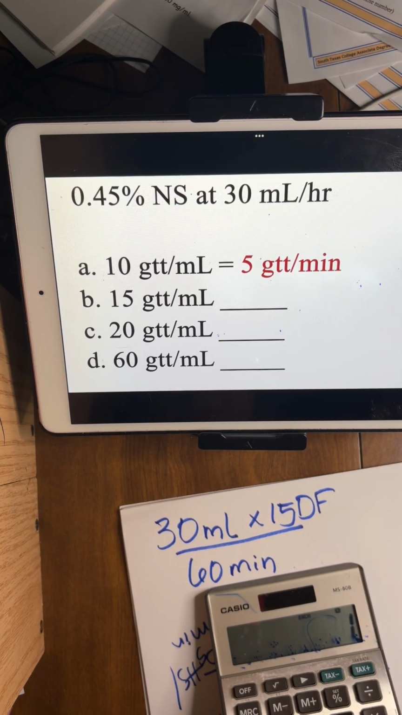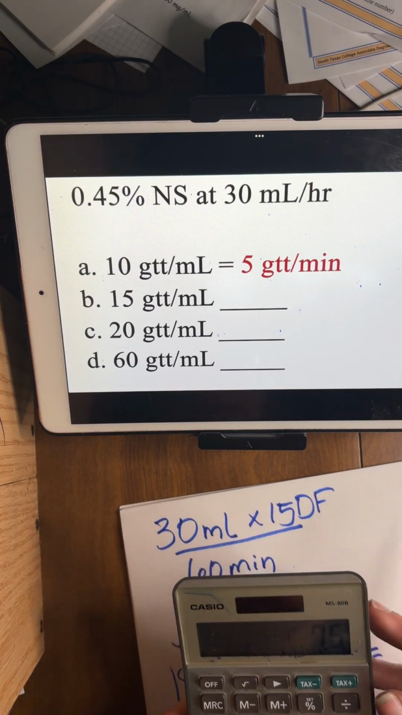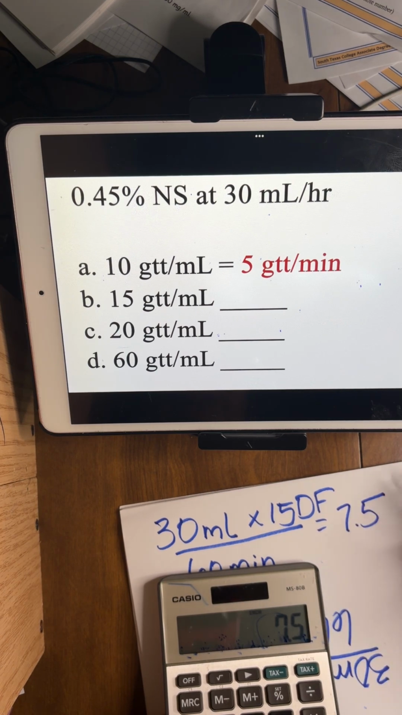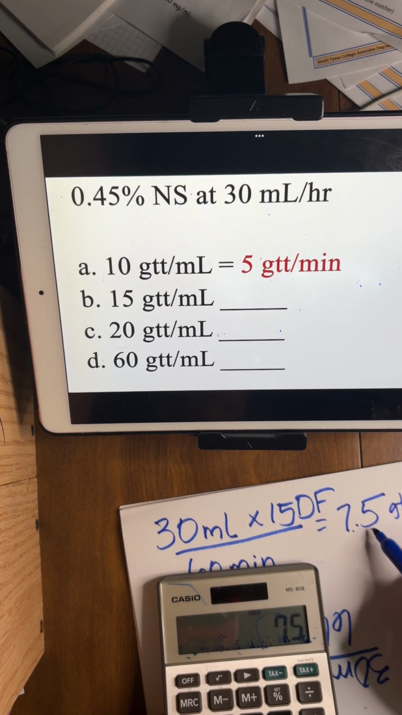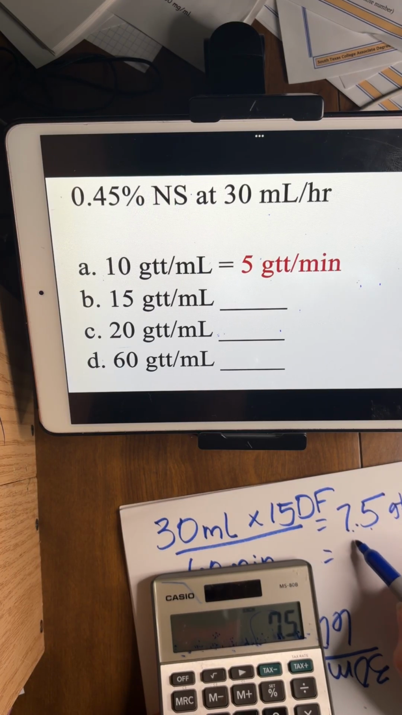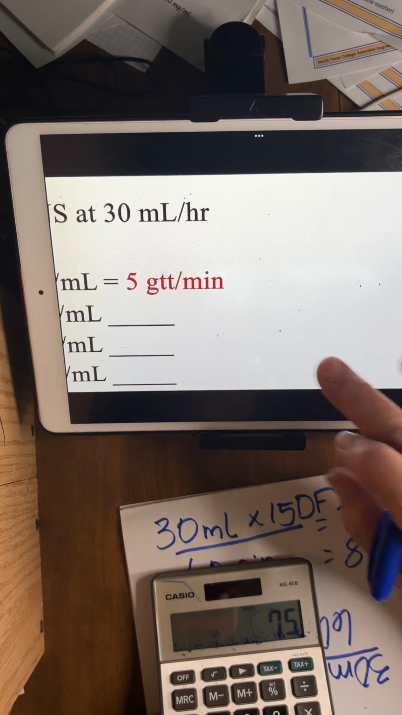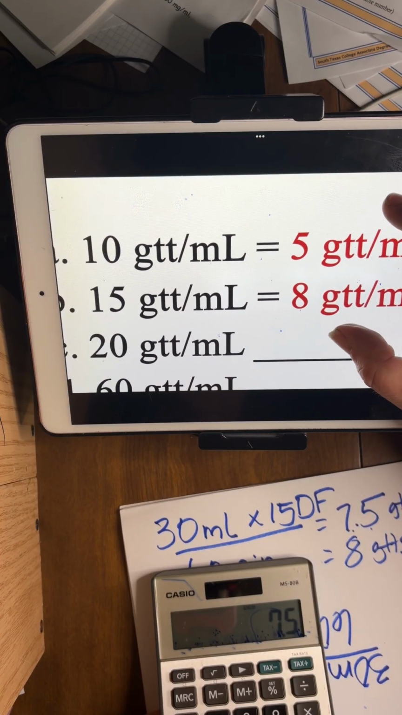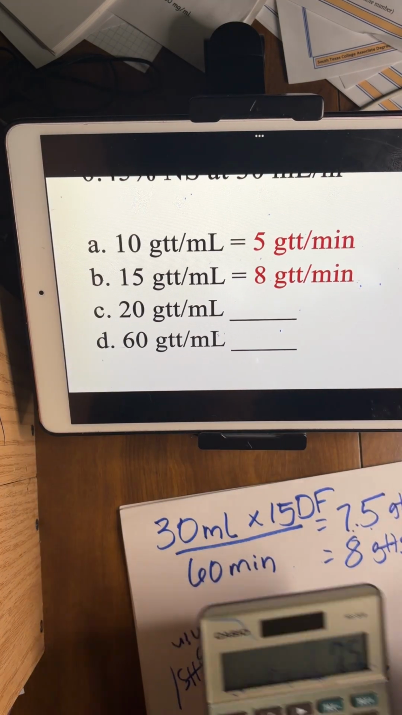30 times 15 equals, divided by 60 equals 7.5 drops, but you can't give 0.5 of a drop. So that always is going to round up to a whole number with drops per minute. You can't give 0.5 of a drop. I hope you hear me in your head. Look, we saved another one. Goodness. Simply how we roll.